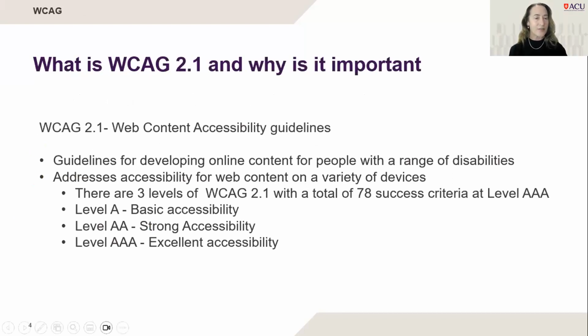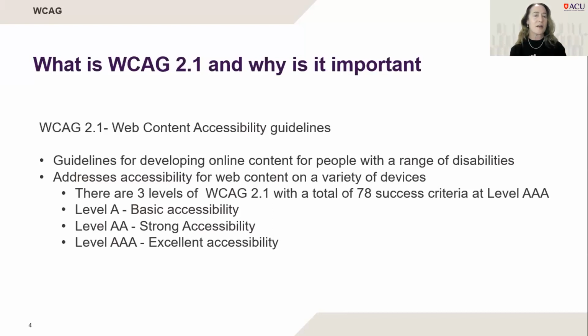WCAG are guidelines for developing online content for people with a range of disabilities, including people with mobility issues, visual issues, hearing issues, mental health, neurodivergent issues. It has a total of 78 success criteria, and it's marked on 3 different levels. Level A means basic accessibility. Level AA is strong accessibility, and currently I believe a lot of government departments are aiming to or have reached level AA accessibility standards. And then there's level AAA, which is excellent accessibility.